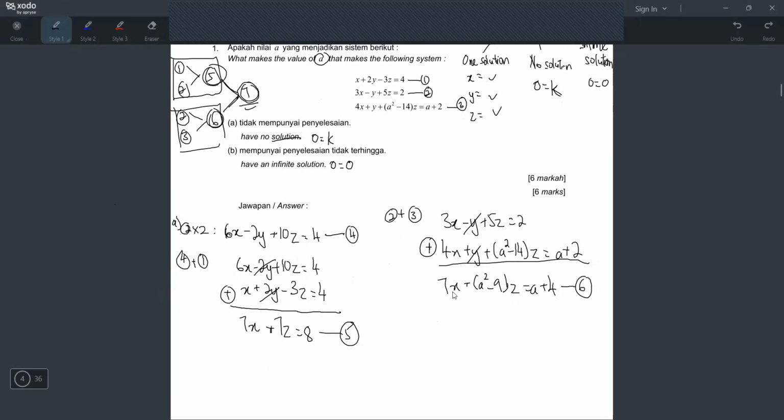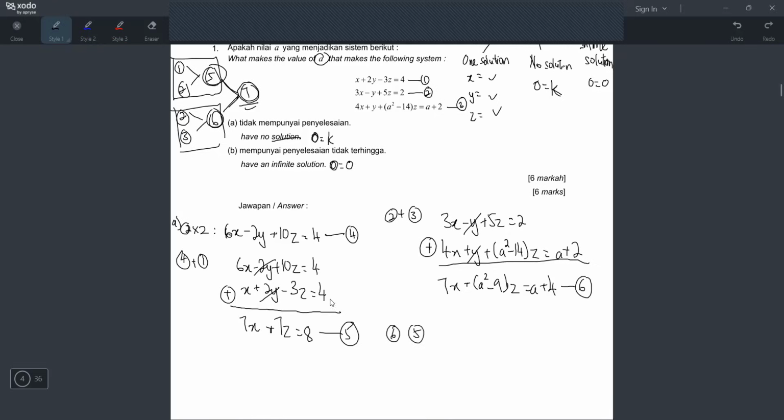You can see that eliminating x is easier because this is already 7x, this is already 7x. And don't forget, I want the left side to be 0, right? It doesn't matter whether you're doing A or B, you want the left side to be 0. So keep in mind. So let's write down equation 6. Let's write somewhere here. So equation 6 eliminate with equation 5.